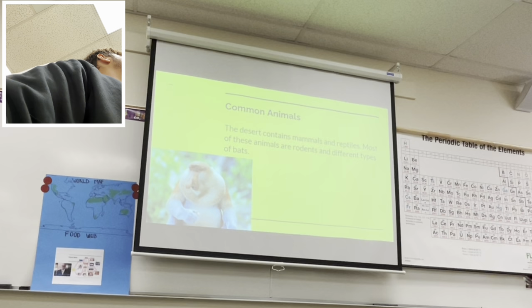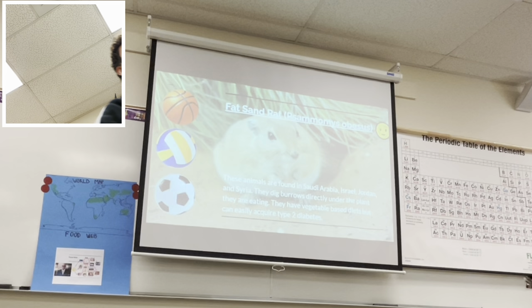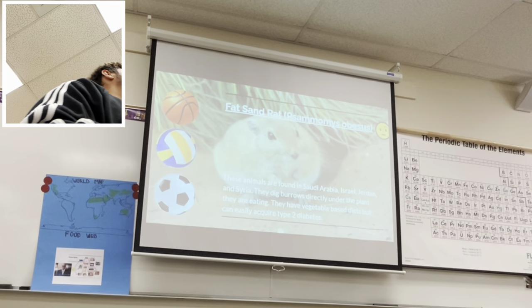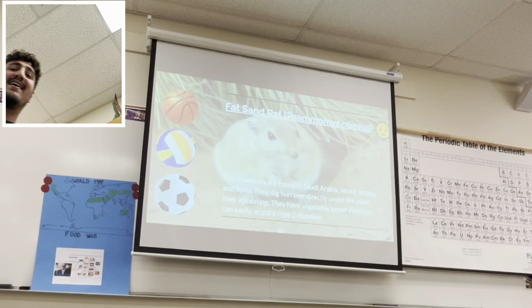Okay, so for my animal, I probably have the best one out of everybody. I'm just saying that right now. I picked the fat sand rat. These animals are found in Saudi Arabia, Israel, Jordan, and Syria. They dig burrows directly under the plant that they're eating. That's their habitat. And they have vegetable-based diets, but they can very easily acquire type 2 diabetes. That's actually real. They can acquire type 2 diabetes if they eat too much grain.